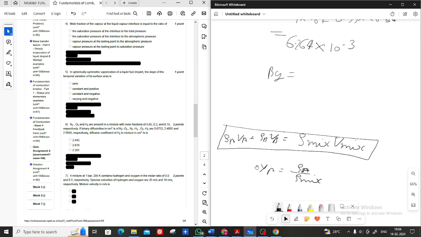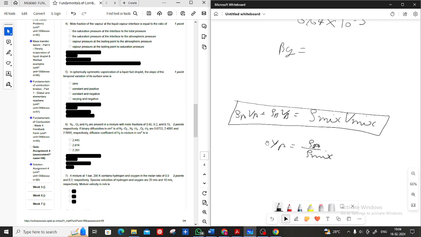So simply, if we have the mass fraction with us, we can directly get the mixture velocity. So it is YO2 into VO2 plus YH2 into VH2. You need not even remember this formula.